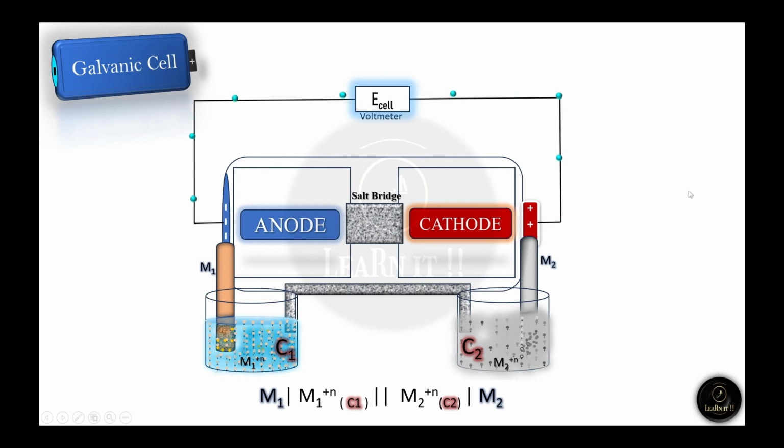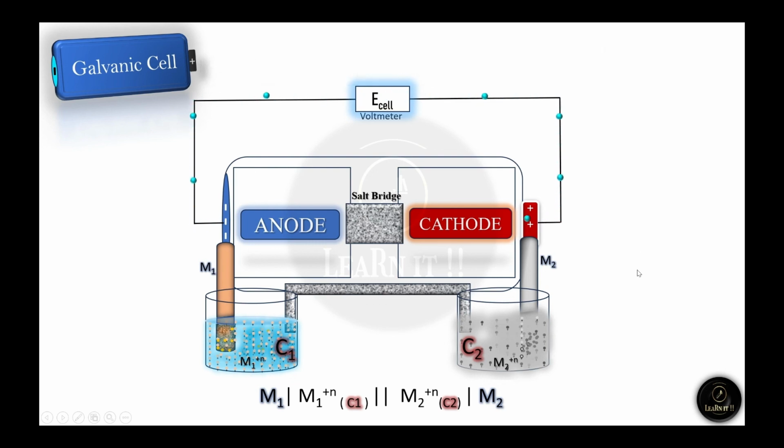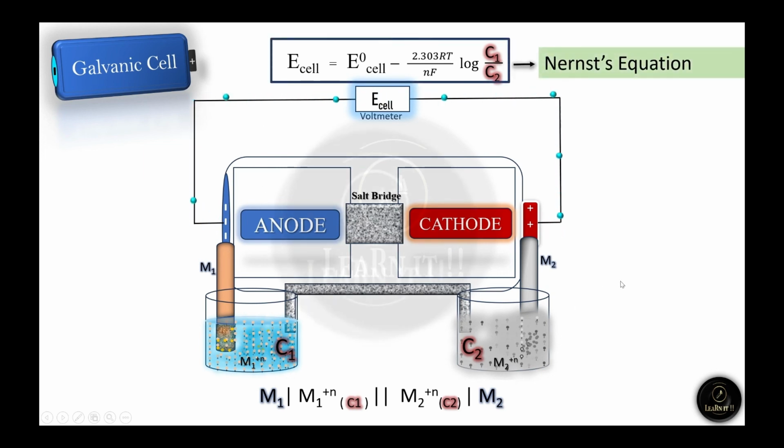Cell potential is calculated by the formula E of the cell equals E naught of the cell minus 2.303 RT divided by nF log of the concentration of the anode, or left-hand side, divided by the concentration of the cathode. E naught of the cell we get from E naught of the cathode minus E naught of the anode. The concentration of the anode is C1 and that of the cathode is C2, so E of the cell equals E naught of the cell minus 2.303 RT divided by nF log of C1 divided by C2. This is called the Nernst equation.